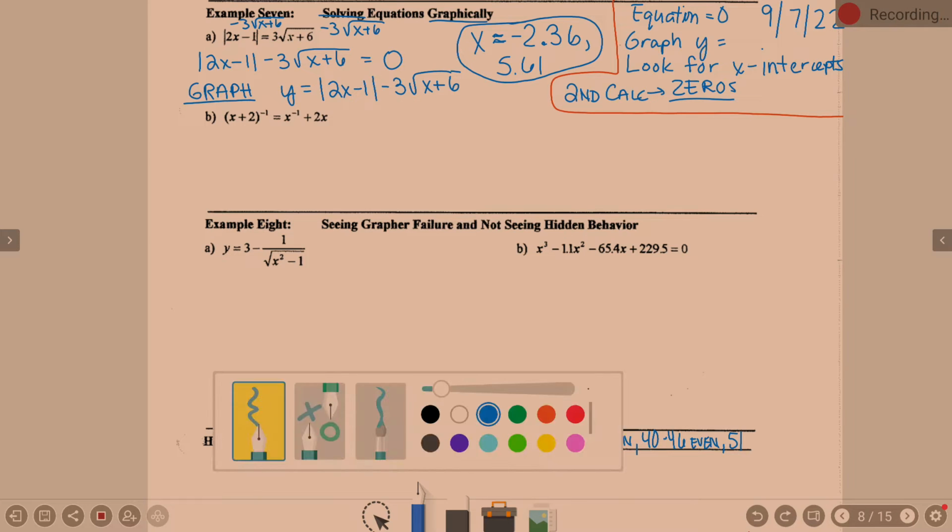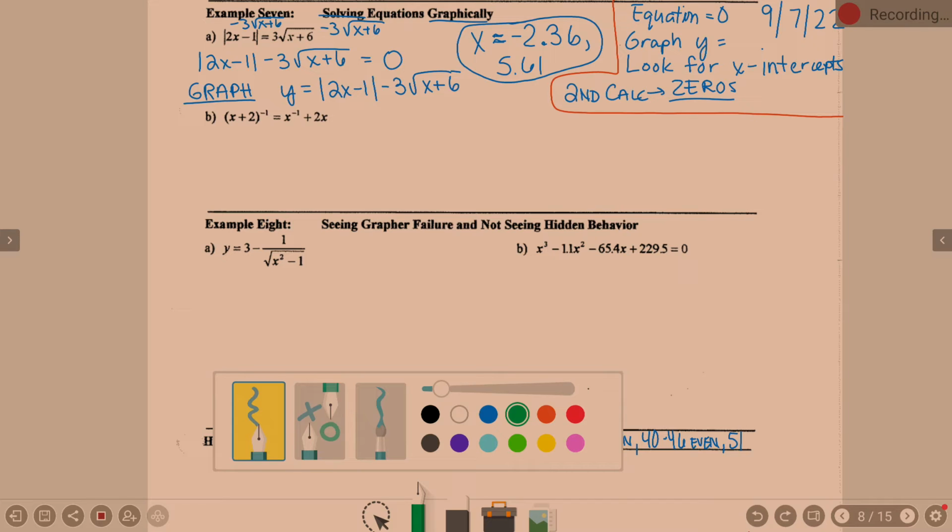So, let's go ahead and do B. In order to do B, how do I make this equation equal to 0? You subtract over x plus 2. There. We have to subtract over x to the negative 1, and we have to subtract over 2x. There's 2 terms, yes? Yes.